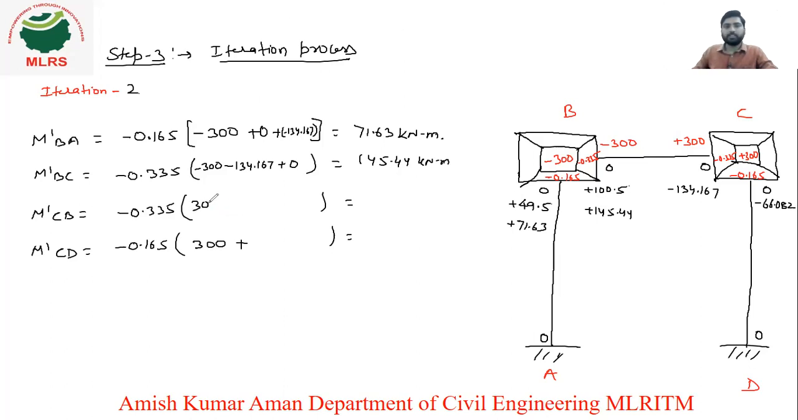So this is 300. Near contribution value for this CB, near is 145.44, plus CB we are talking, obviously far contribution value at D is 0. Still it is 0. So this is your minus 149.22 kilonewton meter. As soon as we get this value, we should update here minus 149.22.